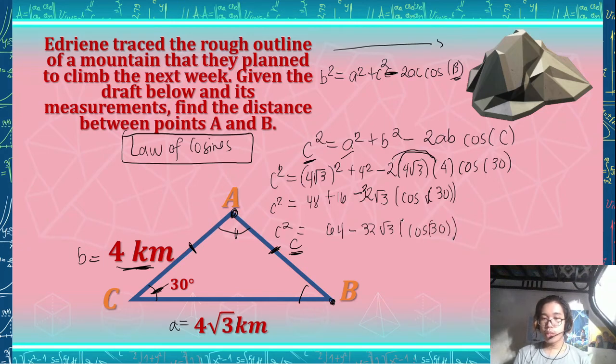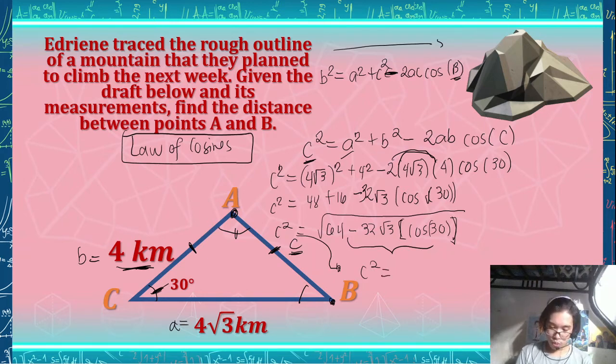For this problem, you can stop here if you don't have a calculator. But since we do have a calculator, we can make this term much simpler. If we don't have a calculator, that's going to be the square root of 64 minus 32 square root of 3 multiplied by cosine of 30. But since we have a calculator, we can evaluate that on our calculator. So that's the square root of 64 minus 32 square root of 3 times cosine of 30, and that should just give us 4. There you go.